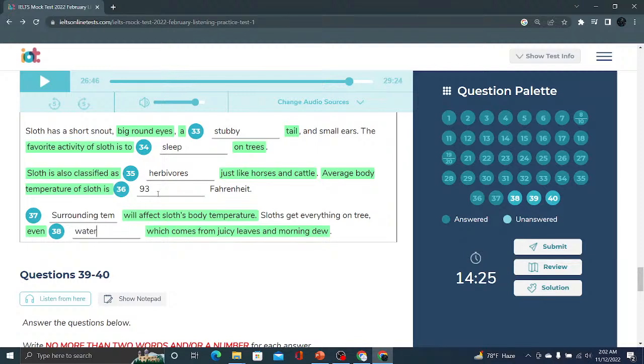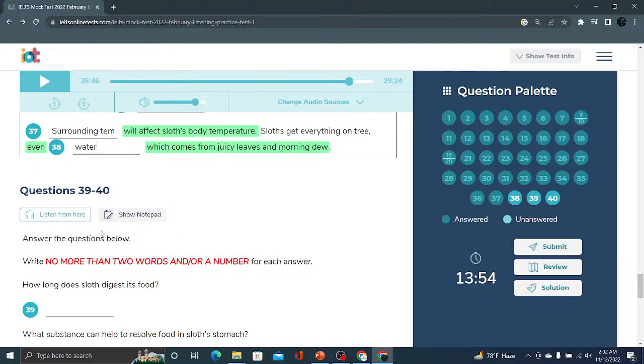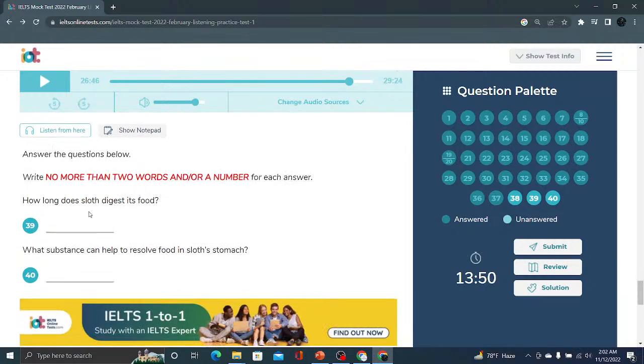Okay, don't panic about my answer. As I said, water, so I'm explaining to you clearly. He was saying that they can get just about everything they need high above the forest floor, even water. Let's move on to questions number 39 and 40. Here's another instruction for us: no more than 2 words and or a number for each answer. Be careful.